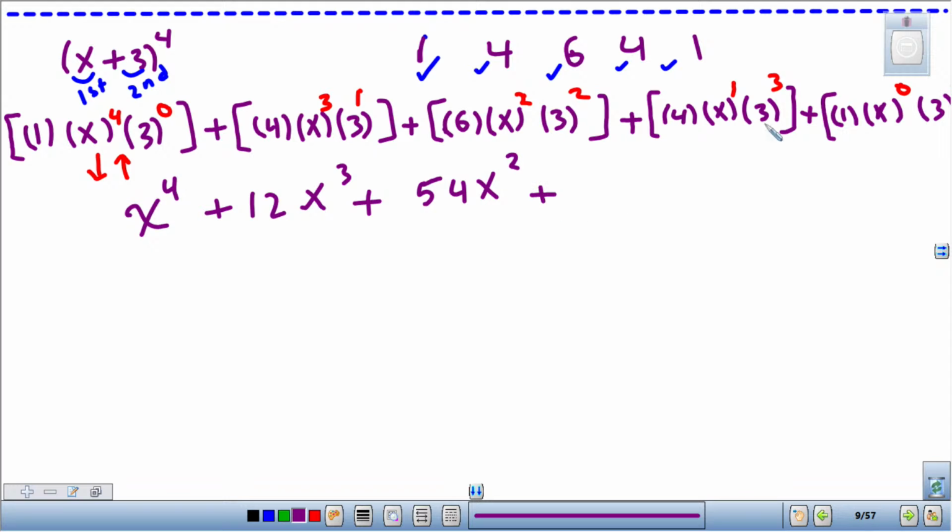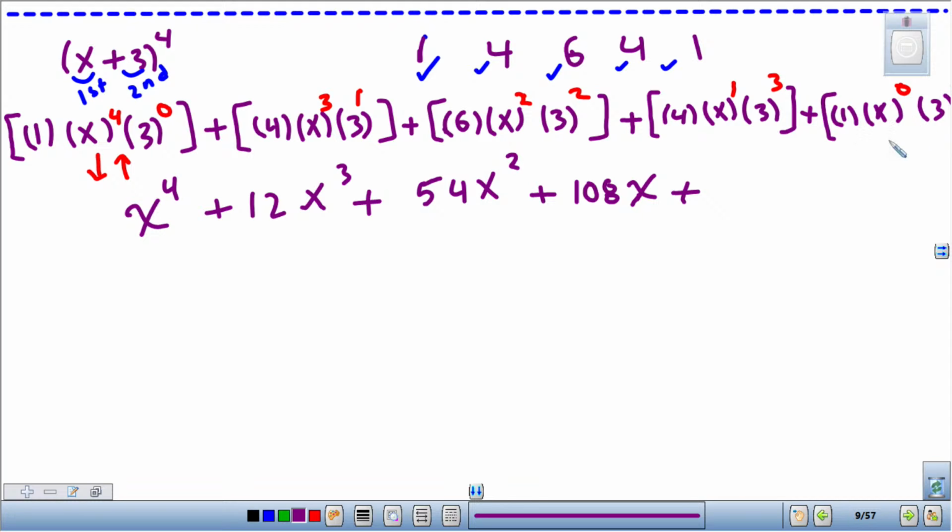And then I got plus. I've got 4 times, this is 27. 3 to the 3rd is 27. Somebody find us what is 27 times 4? 108. Can somebody confirm? 27 times 4. 108. 108 x's, and then I have this one here, which is x to the 0.